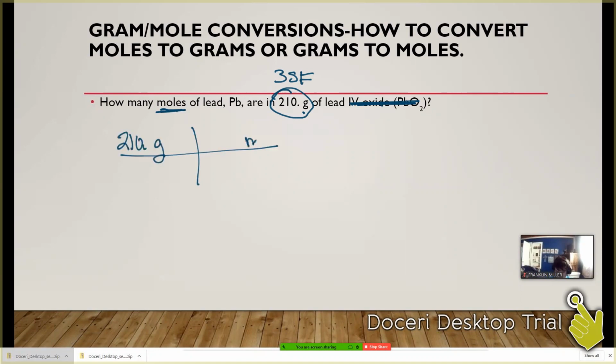Grams, and I want to convert it to moles of lead. So if this is grams of lead, I've got to have the same thing down here. The 1 always goes with the moles. The Pb, straight off the periodic table, is 207.20.